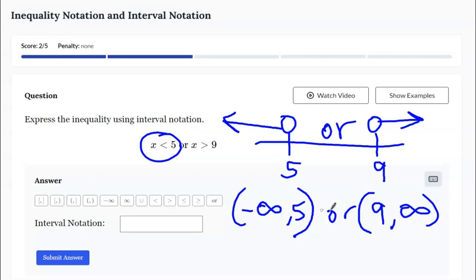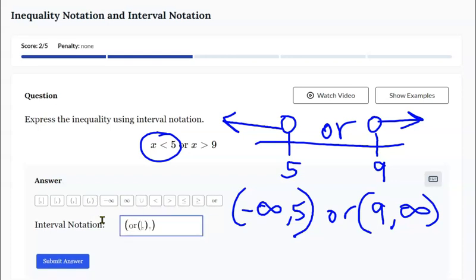So I'm going to need 2 double parens here. So I'm going to type double parens or double parens. And now I'm going to fill in my values. Negative infinity to 5 or 9 to positive infinity.